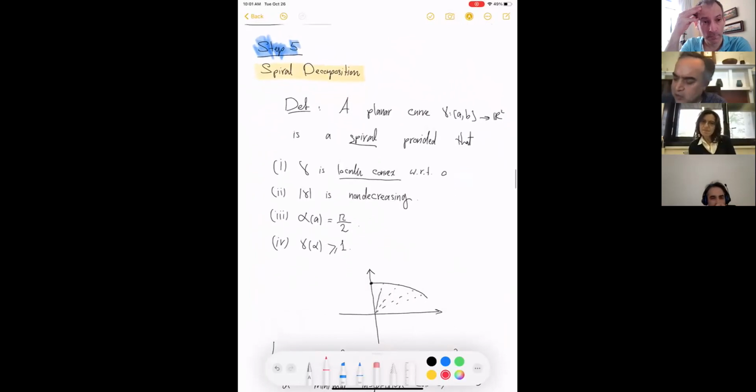A spiral is a locally convex curve with respect to the origin, like I have drawn here, so that the distance from the origin is non-decreasing. It always gets bigger, so that at its starting point, it has to be orthogonal to its position vector. Orthogonality is very important. It starts orthogonal, it's convex, and yet its distance is always increasing.